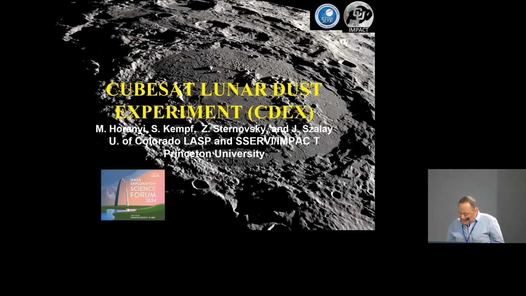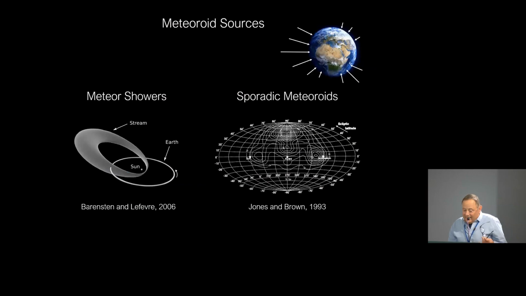And then the CubeSat is an idea how to make new dust measurements around the moon. I imagine you are all familiar that the Earth is receiving about 40 to 50 tons of cosmic dust, cosmic material every day. If you scale that to the moon, that's about 1 to 2 tons a day that is hitting the lunar surface.